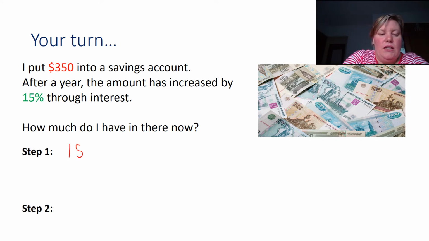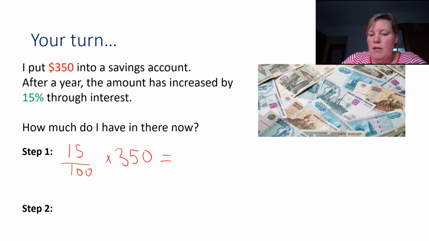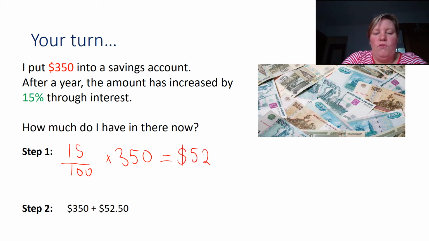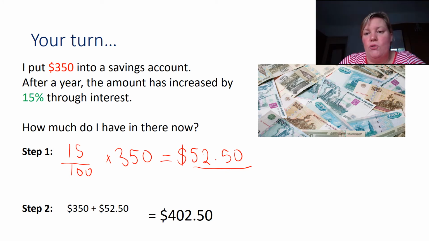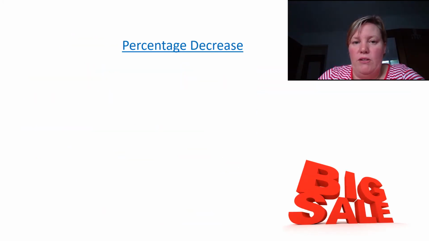So 15%, remember the percent over 100, times 350. I'm going to work out that amount. That is, of course, $52.50. Now look at that. It's money, and so it's 2 decimal places, please. And then add it onto your original amount, which means I now have $402.50. Look at that beautiful rounding.